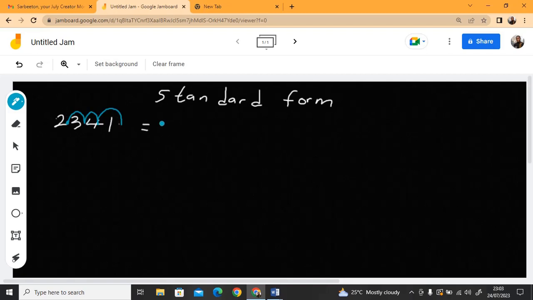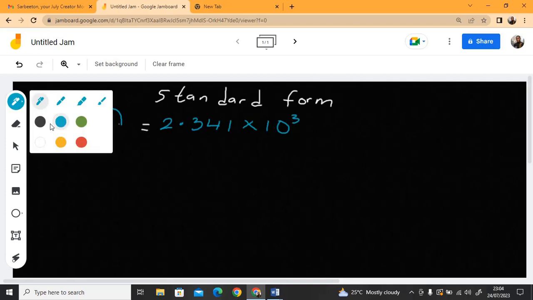So my answer now will be what? 2.341 times 10 raised to the power. How many times do you move? You move backward how many times? 1, 2, 3. You move 3. So you're going to write 3 here. So that is the final answer. That's how to express a number in standard form.